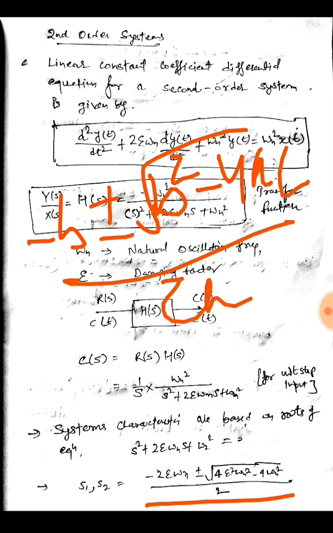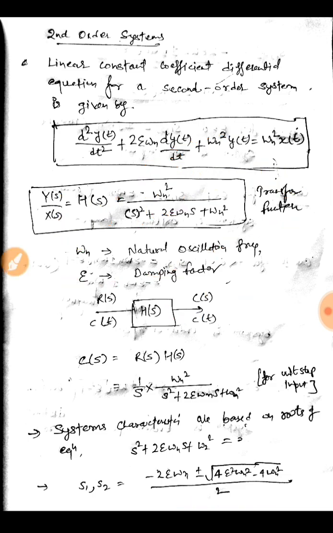Using this formula we can calculate the roots, which come out to be s1, s2 equal to minus 2ζ omega n plus minus square root of 4ζ square omega n square minus 4 omega n square, divided by 2. So these are two roots. They can be rearranged as s1, s2 equal to minus ζ omega n plus minus omega n under root ζ square minus 1. So there would be 4 cases for this.